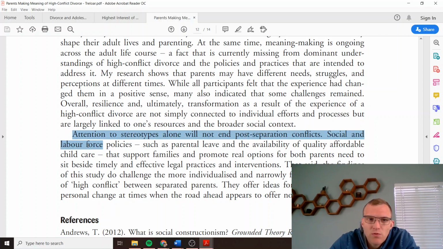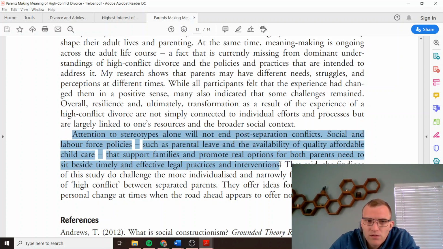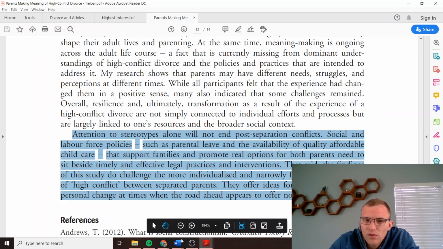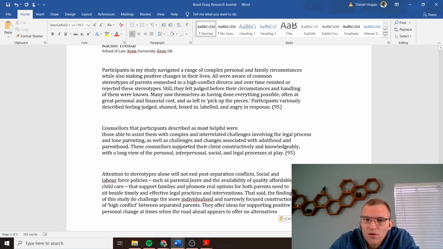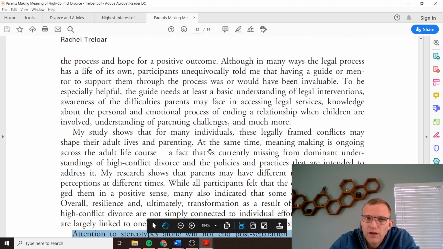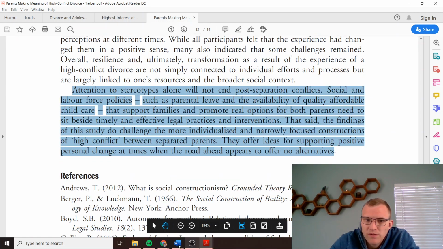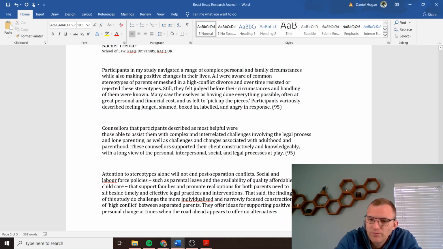Okay, so this quote here is talking about what needs to change in the government because of this. All right, so these are 3 quotes that I think in my hypothetical paper might be interesting, and that's on page 96.